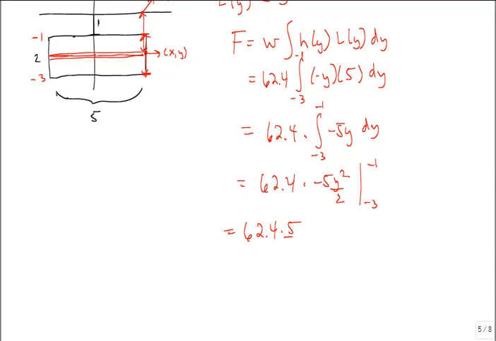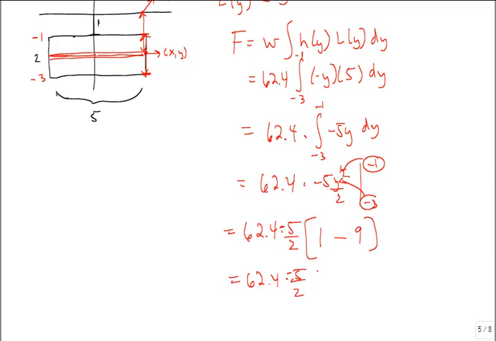62.4 times 5 over 2. And if I just plug in the -1 into that y squared, that becomes +1. Minus, if I plug in -3 and square it, that becomes +9. So this is 62.4 times 5 halves. I've lost my negative right here.